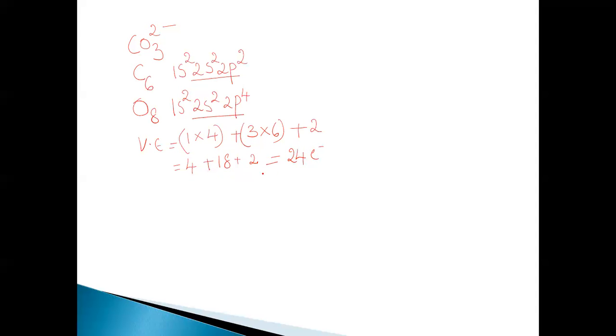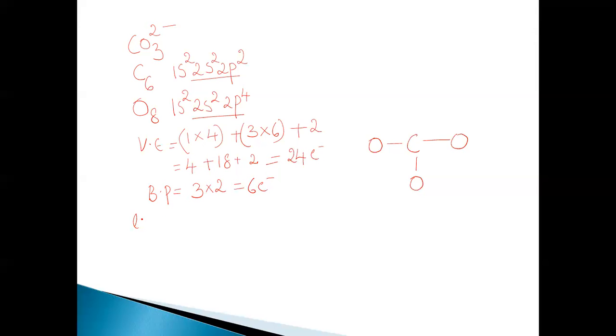So now write the structure, then select the central atom. The central atom is carbon here because it is only one in number. After writing the central atom, put the terminal atoms towards the corners of this and write single bonds in between all of these. So now the bond pair of electrons will be 3 bonds with 2 electrons each, so 6 electrons.